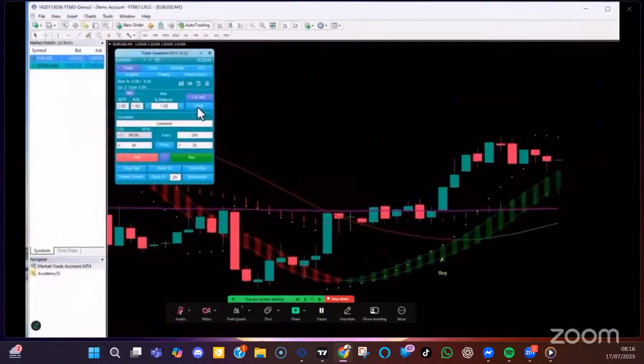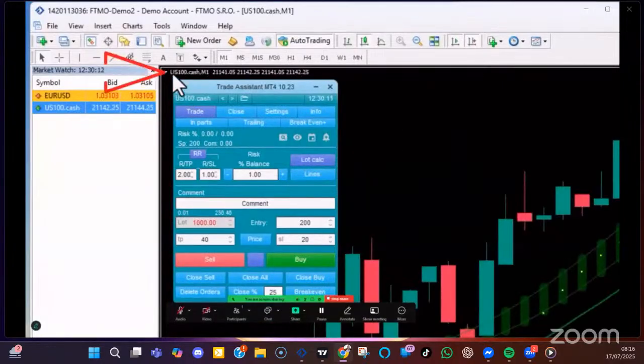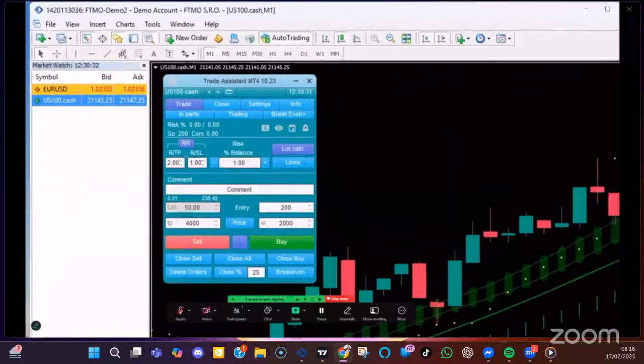I'm going to click off the lines here, and what we're going to do is change our chart from Euro USD to US 100. And I can do that by dragging it onto the screen here. You'll see it now switch over to US 100. And now you can see that stop loss says 20, and that's wrong for a commodity. So what we want to do here is come in here and type 2000. This is the equivalent of 2 pips on a commodity such as US 100.